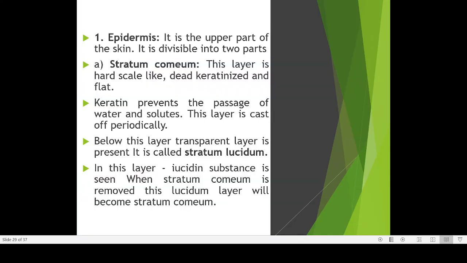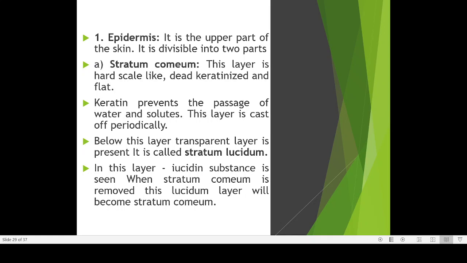Going to the epidermis, it is the uppermost part of the skin, and it is divisible into two parts. One is known as the stratum corneum. The importance of the stratum corneum is that it is a very hard layer. The outermost layer of the skin is known as the stratum corneum, and it consists of dead and keratinized flat cells. There are three points here.